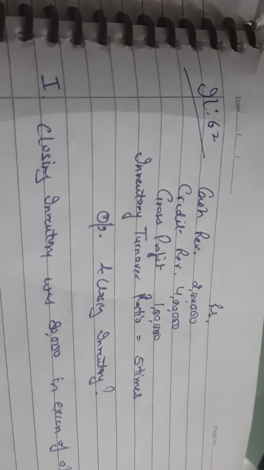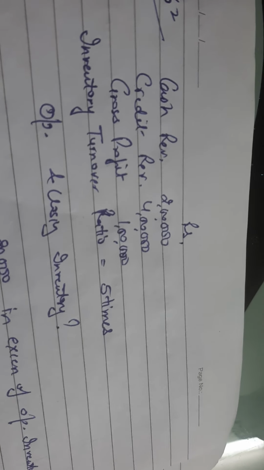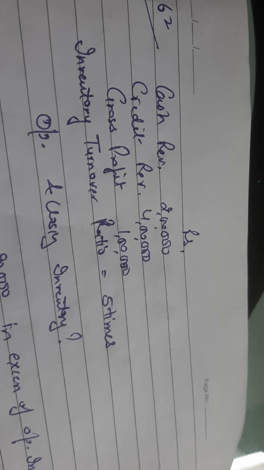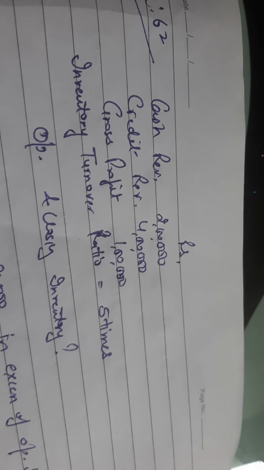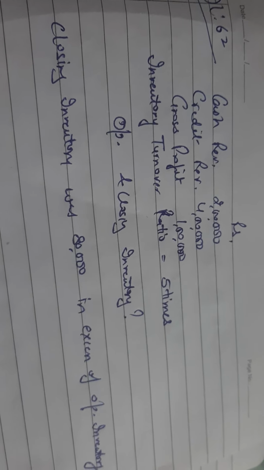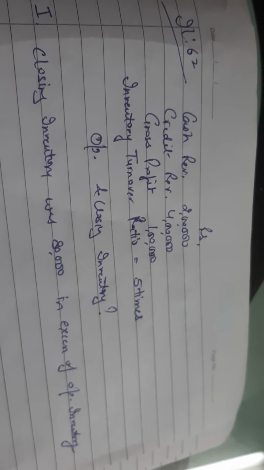Then one more example we have. In this example we have given the cash revenue 2 lakh, credit revenue 4 lakh, and the gross profit is 1 lakh. Now in this question we have given inventory turnover ratio is 5 times, and we have to calculate the opening and closing inventory. And one more information is given that closing inventory was 80,000 in excess of the opening inventory. So in this, how we will find out the opening inventory and closing inventory?